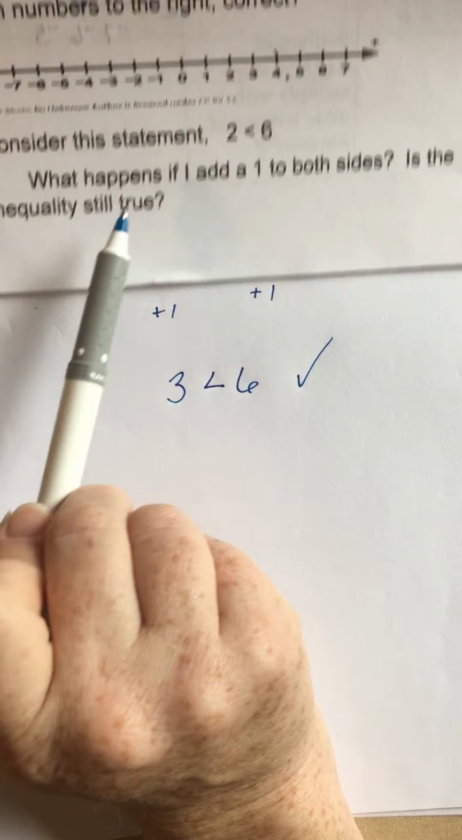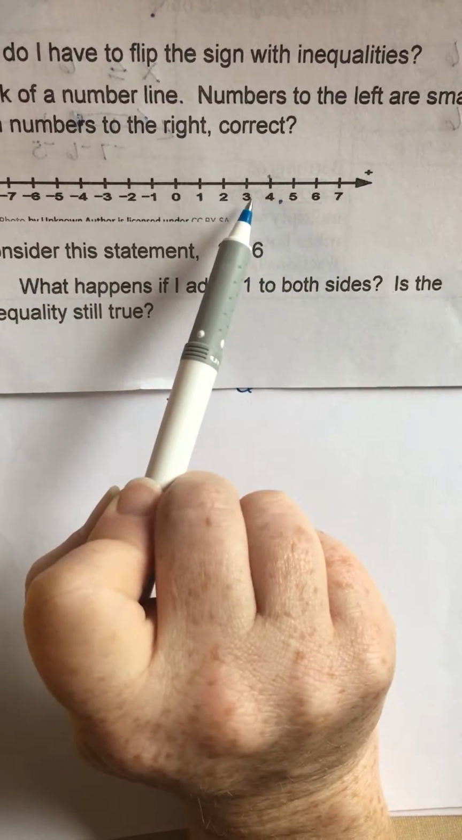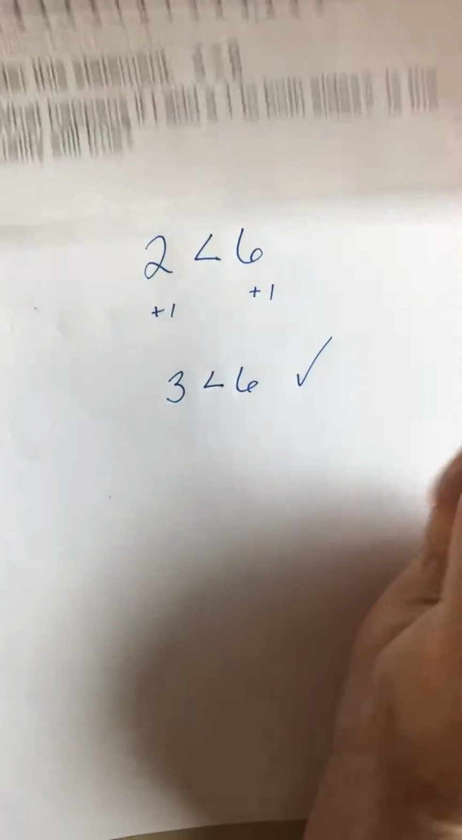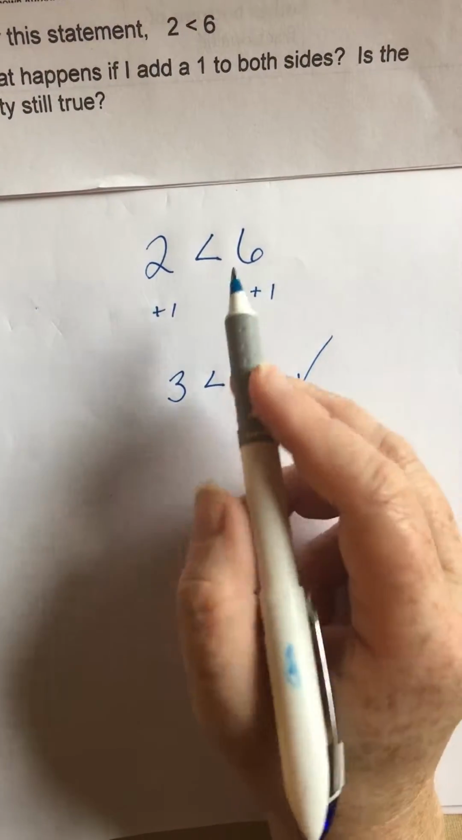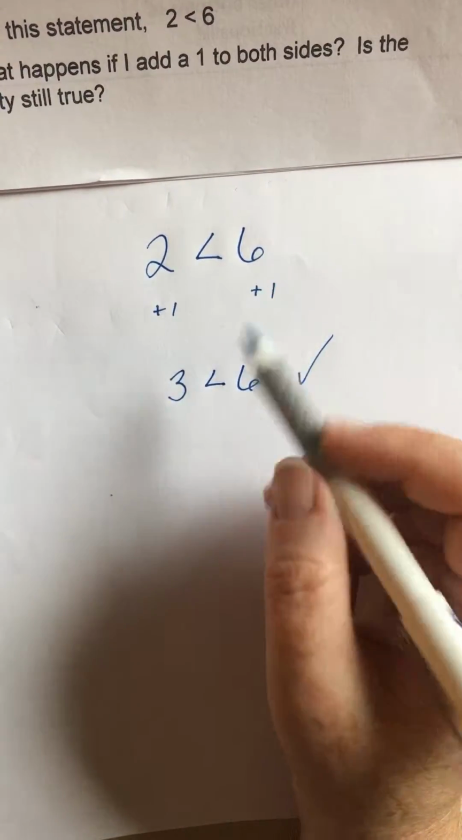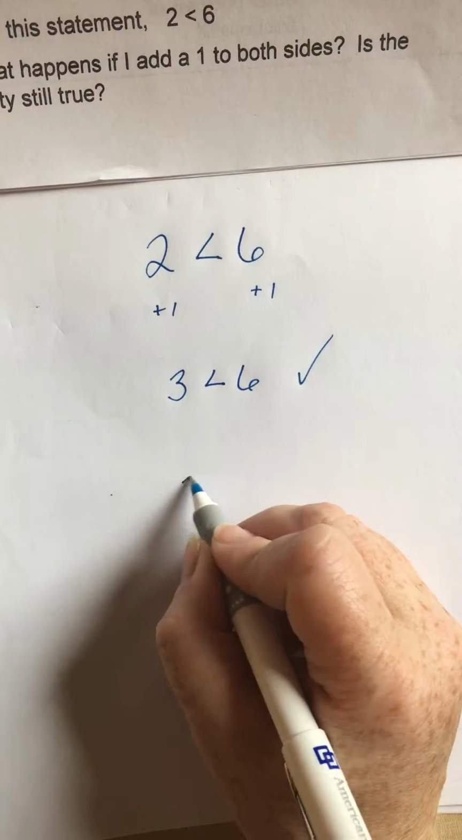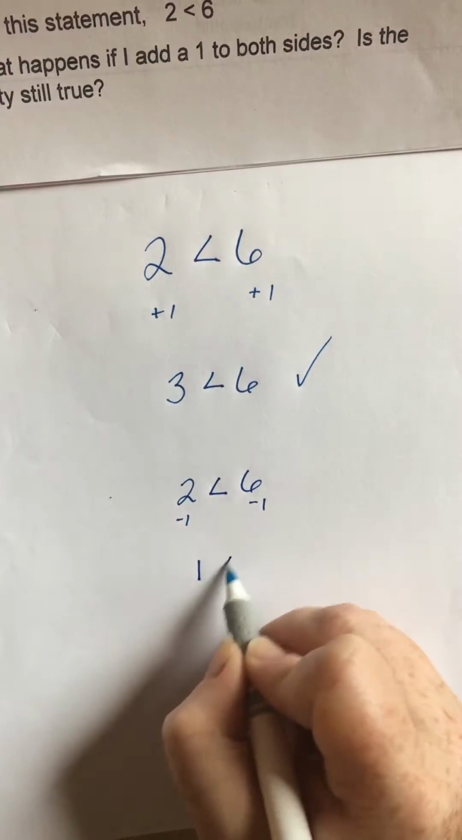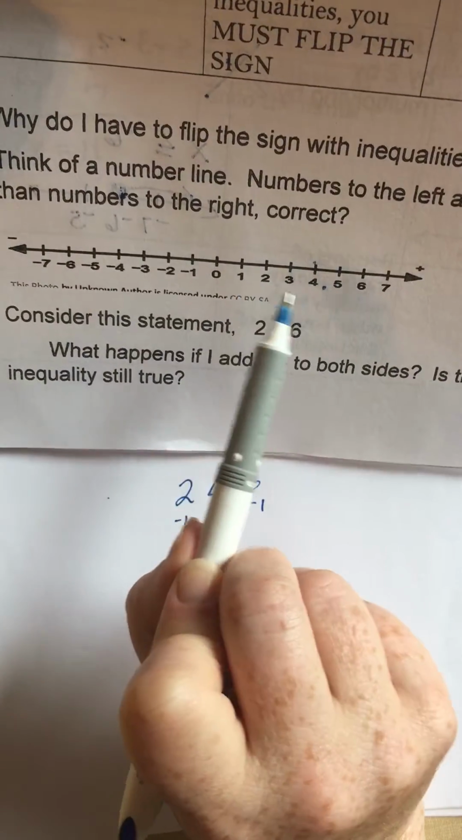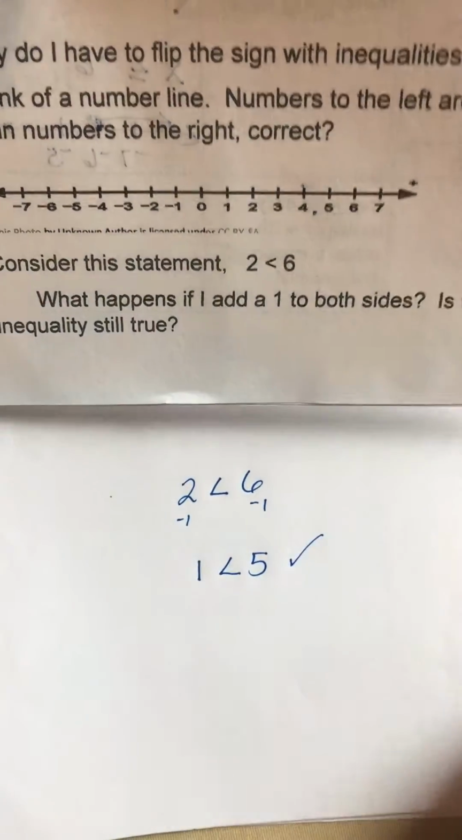And I look on my number line. Is 3 still smaller than 6? Yep, it's still true. Well, what if I subtract a 1 from both sides? So I'll start again. I'll say, okay, 2 is less than 6. I'm going to subtract 1 from both sides. Now I have 1 is less than 5. Well, let's look back at my number line. Is 1 on the left side of 5? It sure is. All right, I know what you're doing, Miss Chestnut.